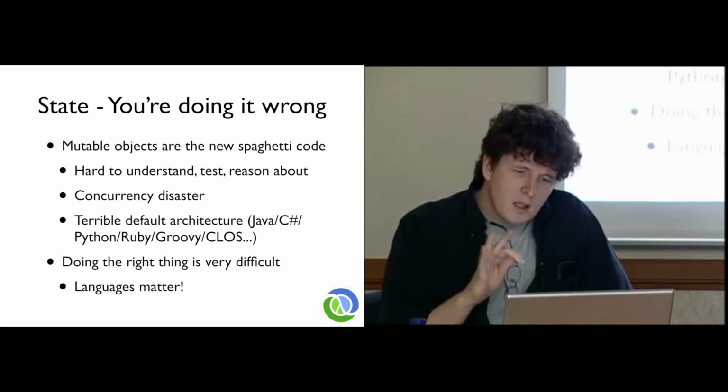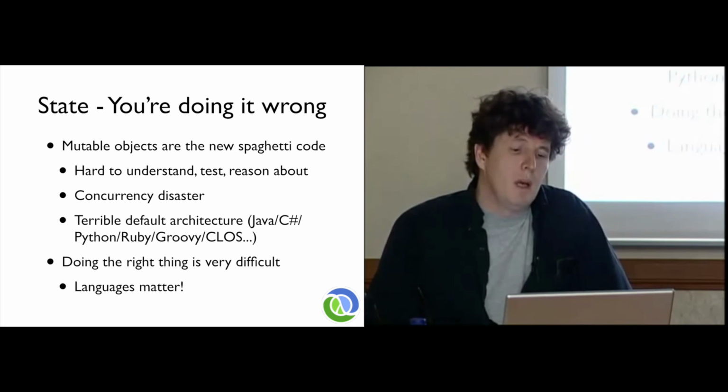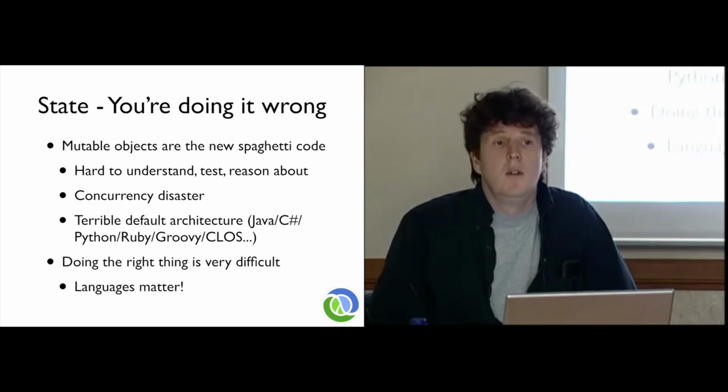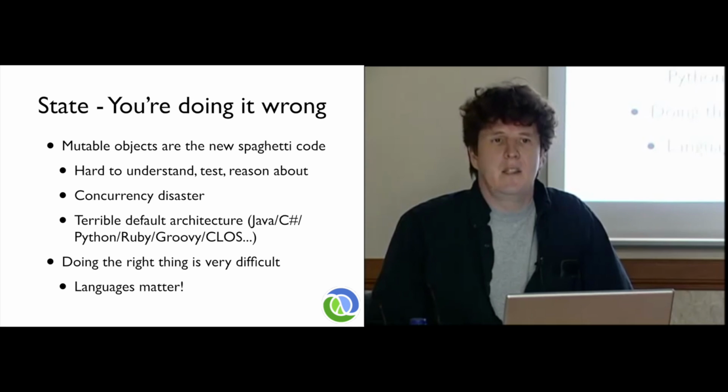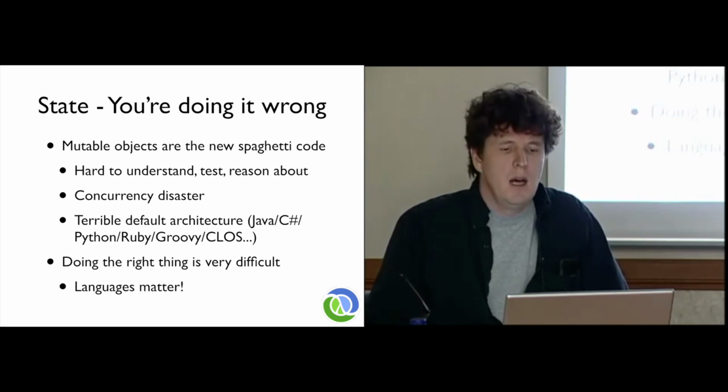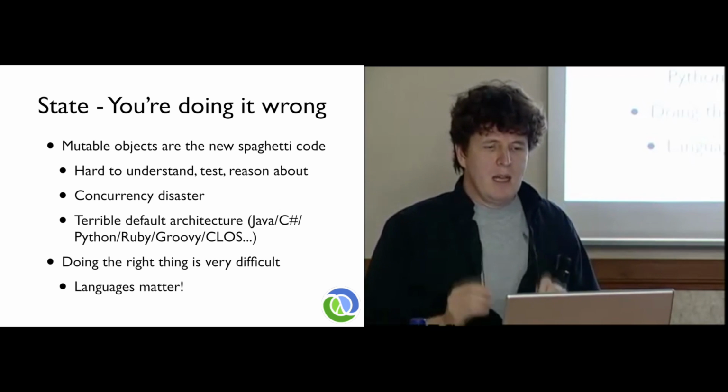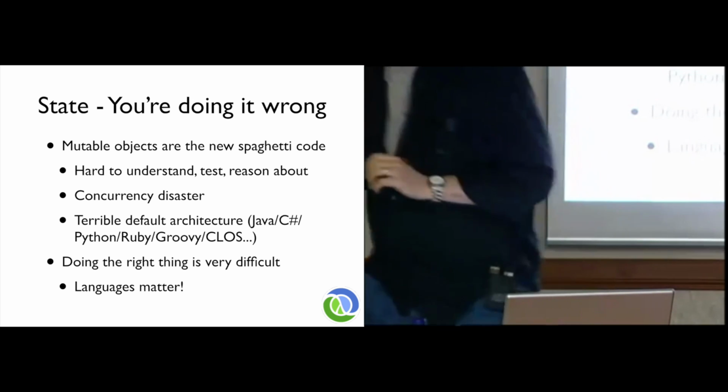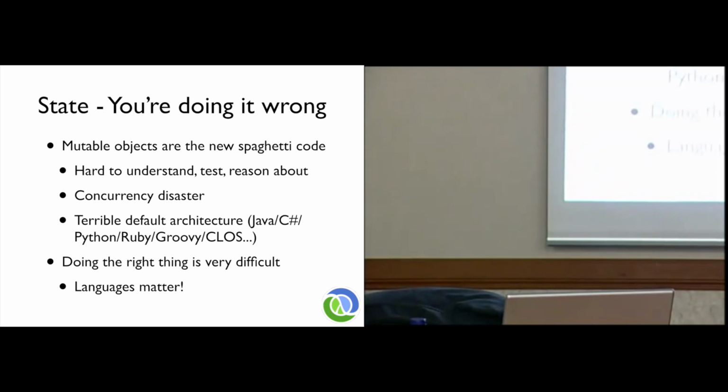So that's the first, hard to understand, test, and reason about. But if you put concurrency in the mix, there's no doubt about it. Mutable objects are a disaster. They're a complete catastrophe, and I'm going to show you exactly why. But I want you to understand that you don't have to believe me. I even carried a book this whole way. Well, I just drove, so I didn't actually carry it.